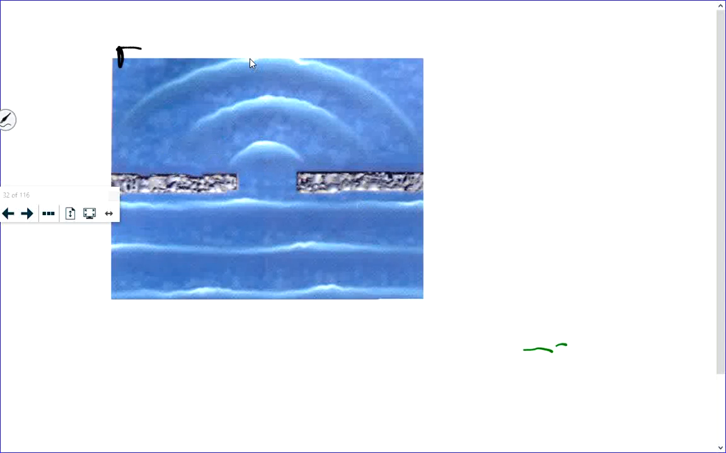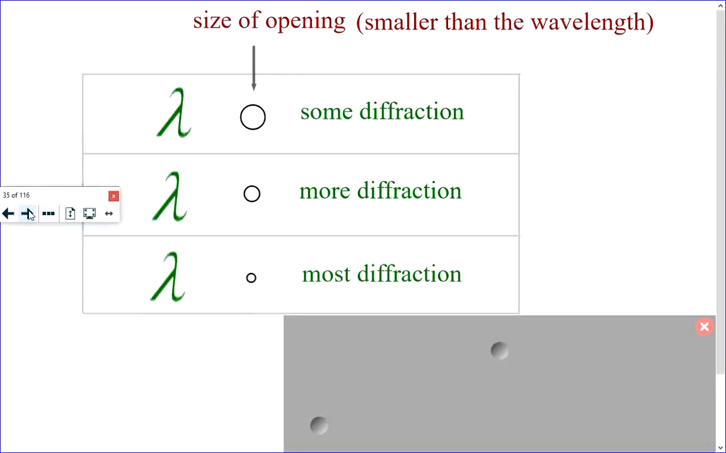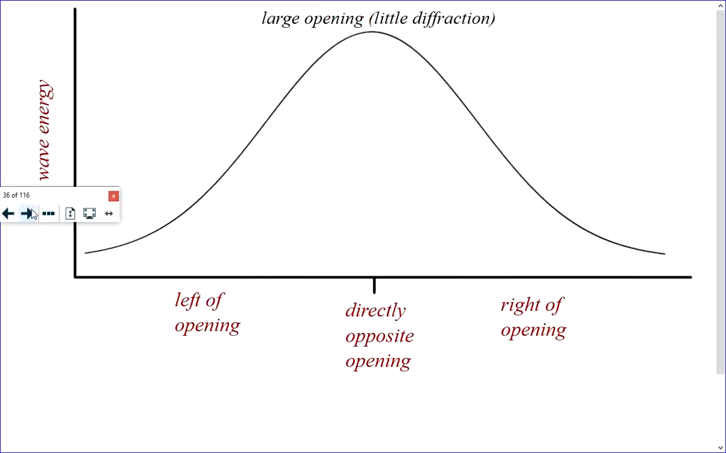I want to talk more about this and then we'll get back to that diagram. If you were in a boat, this is a boat, there's the motor, sailboat, and you're moving in that direction. I don't know what that is. You're in that boat moving in that direction at a constant speed, your boat will be jostled up and down, and as you move to the right, it will be jostled up and down more and more. More energy is going to be put into that jostling, and then it will start to calm down again. So that's a large opening, still smaller than the wavelength.